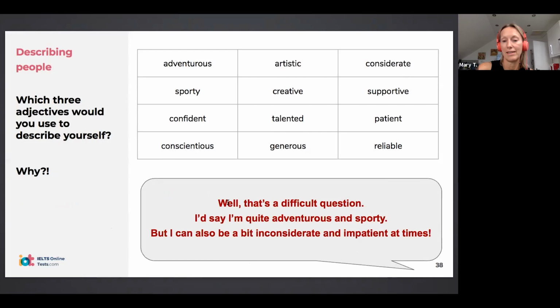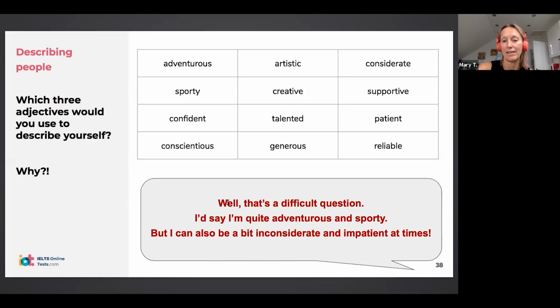Okay, and then which 3 adjectives would you use to describe yourself? Okay, this could be more difficult. So I would say, in my case, I would say I'm sporty, I'm creative, and I'm reliable. Okay, so at the beginning of the answer, if they ask you that question, instead of just saying I am, because it's your opinion and it's a little bit subjective, you can say I'd say. And then in this case, I can also be, right? So that shows that you're not always like that, but sometimes you are.